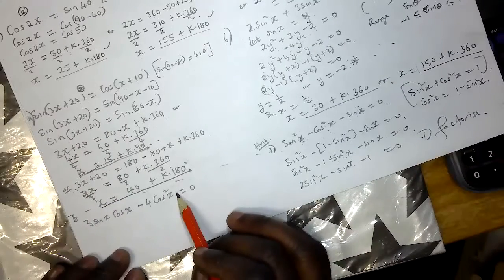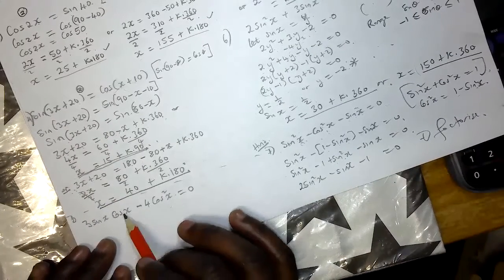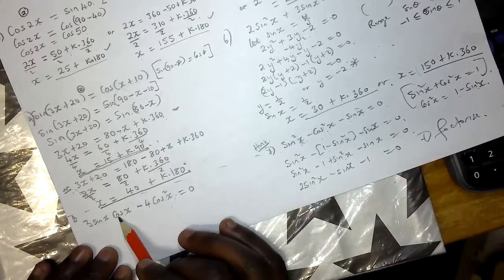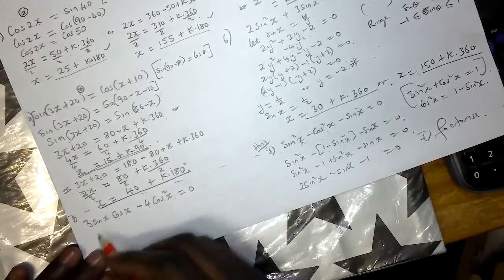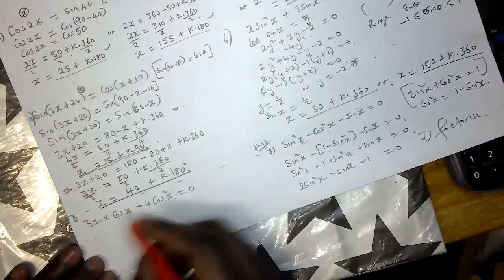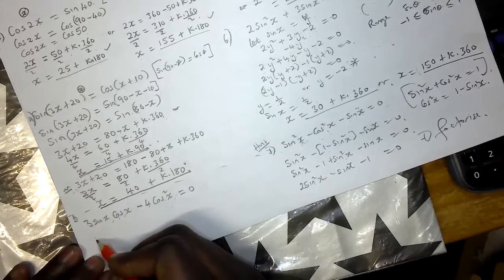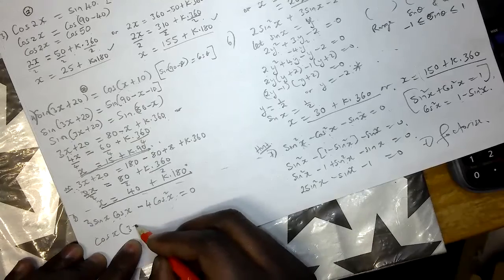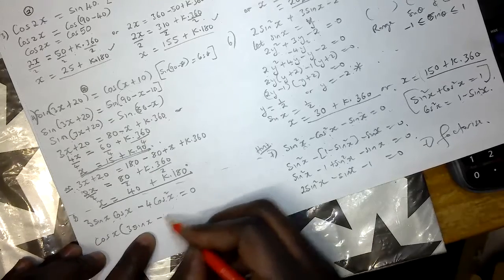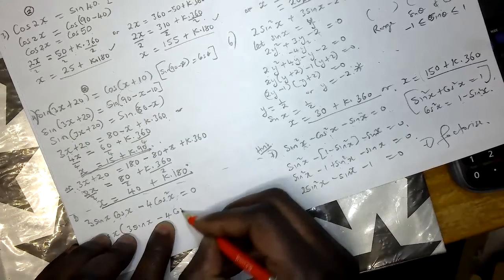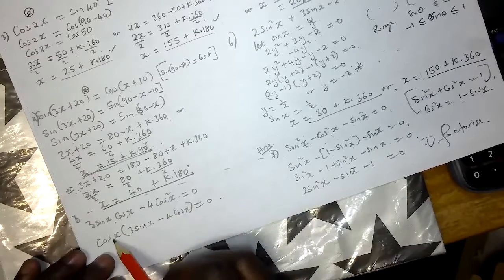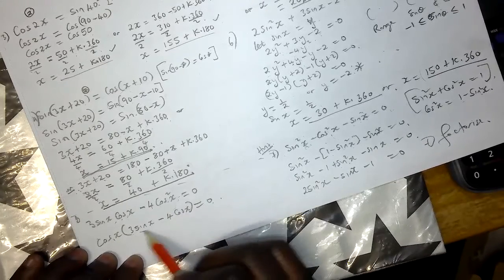Now again, what must you do in this other case? You find that here you've got cos, and you can't turn this one into sine, because you're still going to deal with the cos and it's going to give you a problem. So you factor out cos x, and you are left with 3 sine x minus 4 cos x, and this gives you 0. So either cos x is equal to 0, or this one is equal to 0.